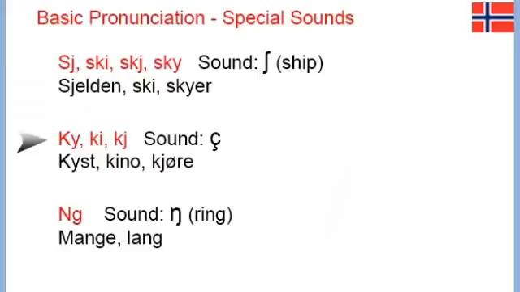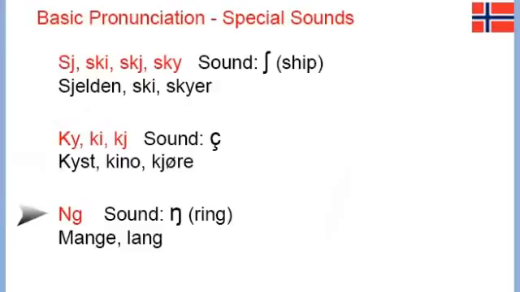Another combination. It's a little bit different, and it's not so common in English. So you see the combination here. It's KY, KI, KJ. So here is how it sounds in words in Norwegian: kyst, kino, kjøre. Kyst, kino, kjøre.